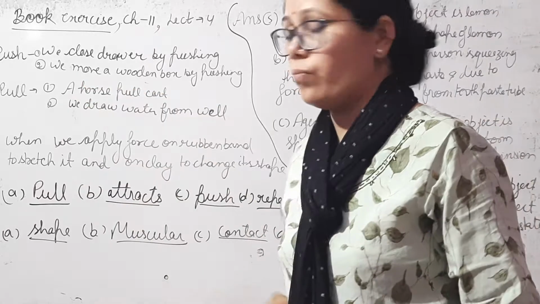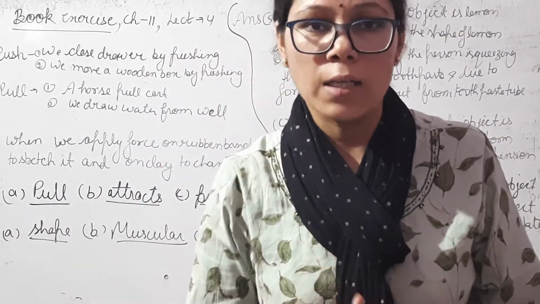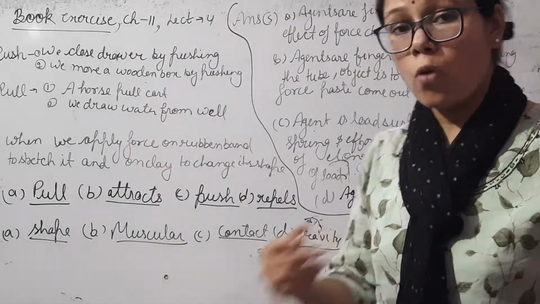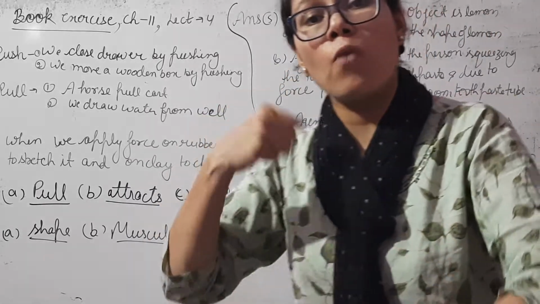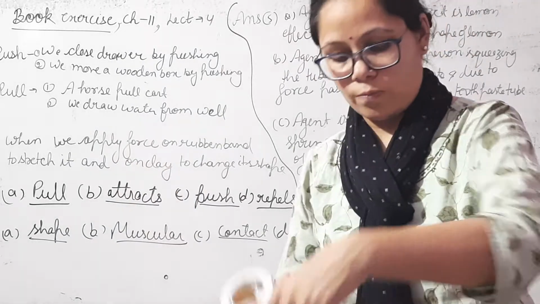Now second is pull. A horse pulls a cart is an example of pulling. Second example, we draw water from the well is another example of pull. So this is your first question.